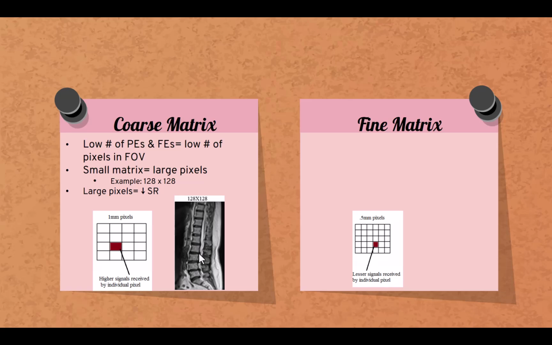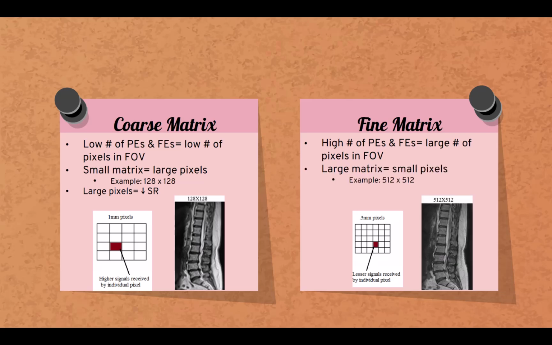Now let's compare that to a fine matrix, which has a high number of phase encoding steps and frequency encoding steps, which equal a large number of pixels within the field of view. A large matrix like 512 by 512 equals a small pixel. Small pixels increase your spatial resolution. So you can see here now with a matrix of 512 by 512, you can see the sharp edges of the vertebral body and the spinal canal. There's no blurring, so the overall spatial resolution is better. However, the trade-off is that this image with smaller pixels has less signal than over here.